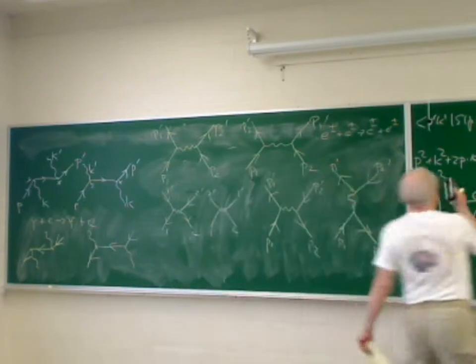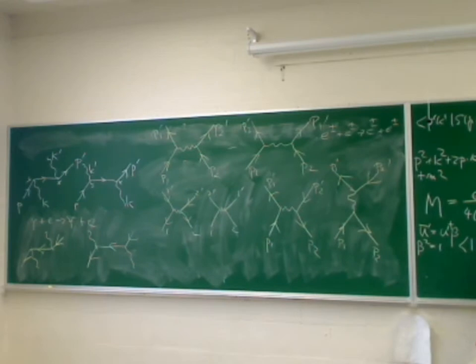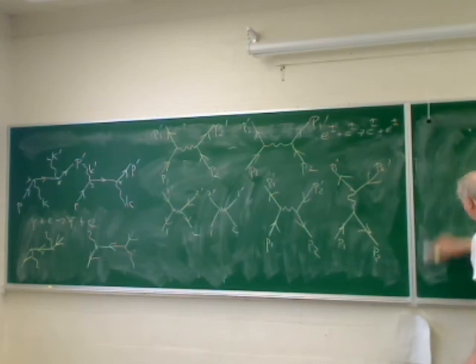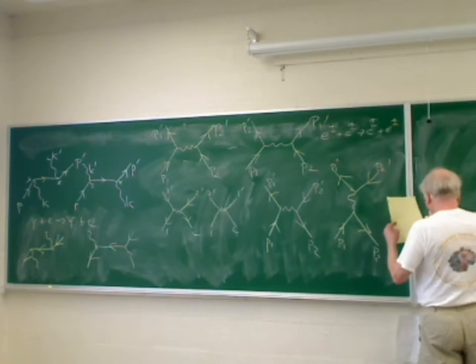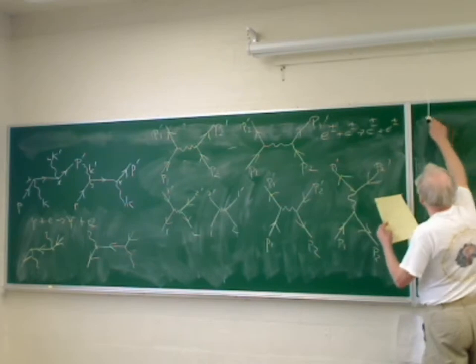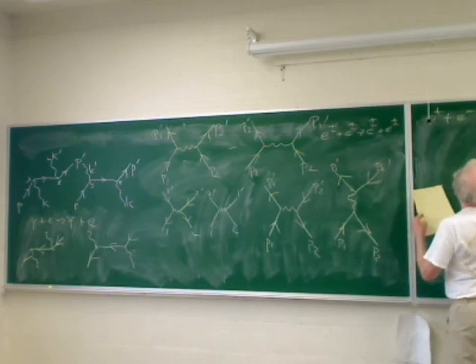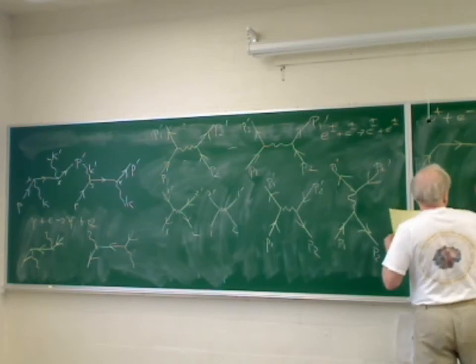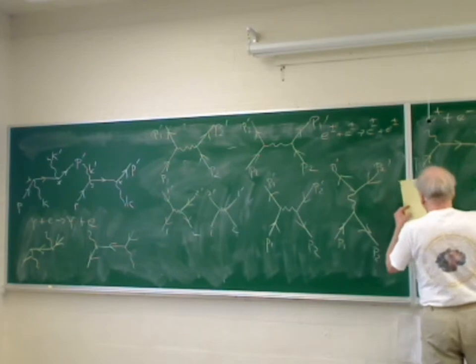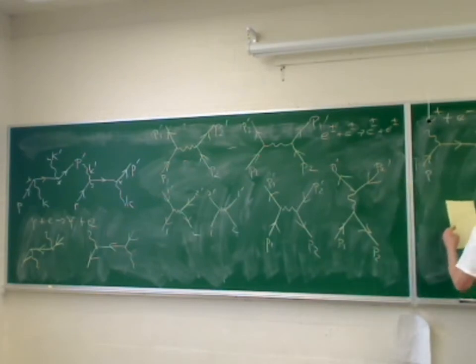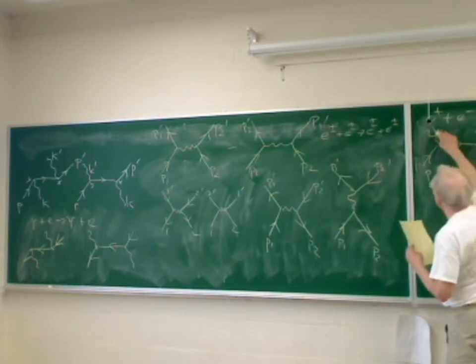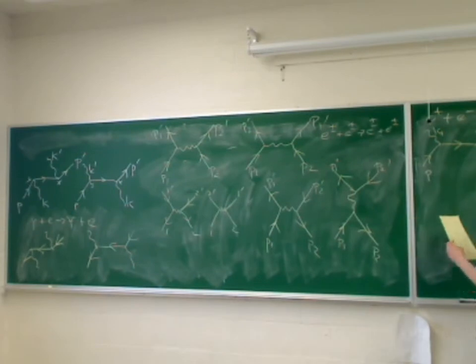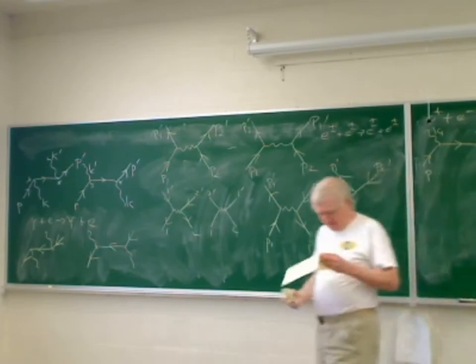I think I've just about covered the different possible diagrams. There may be a couple more that are worth noting explicitly. And these are e plus plus e minus goes to gamma plus gamma. So what does that look like? Looks like this. P, P prime, and of course there are two of these. In other words, K1, K2, K2, K1. So those are two Feynman diagrams there.